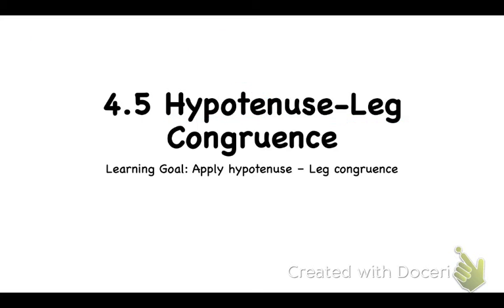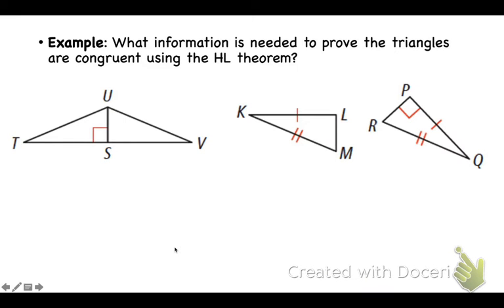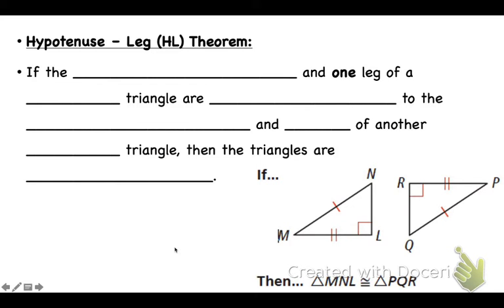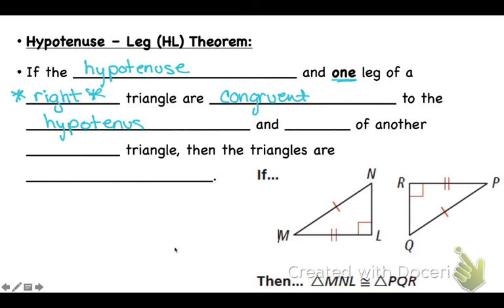Okay, so let's go fill in our blanks. If the hypotenuse and one leg, just one, doesn't have to be both, of a right triangle are congruent to the hypotenuse and leg of another right triangle, then the triangles are congruent. This only works on a right triangle.